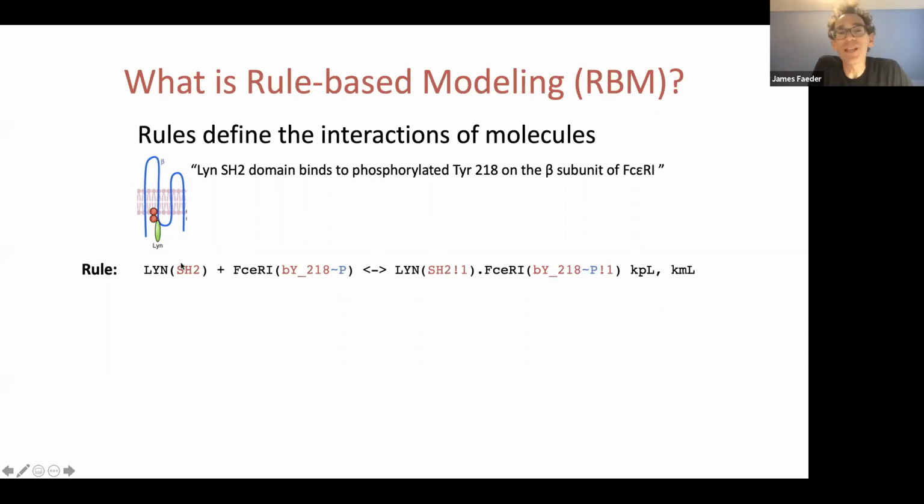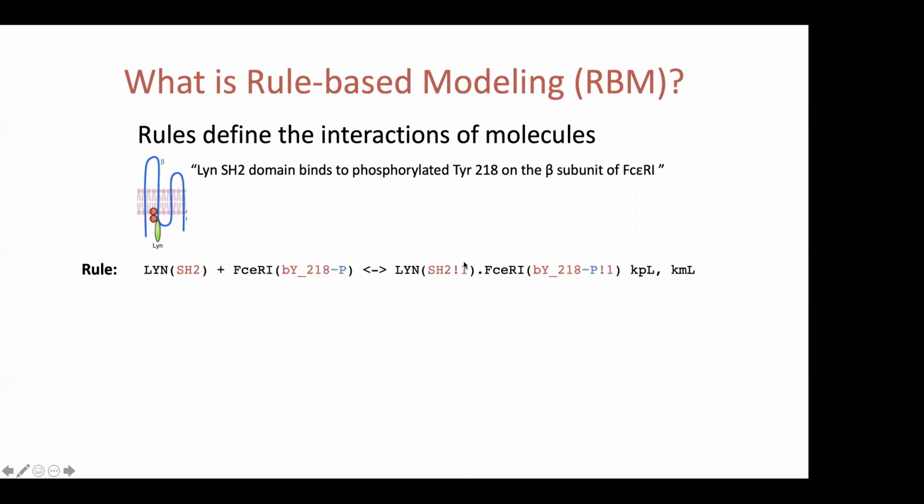So this is the same notation that we used before, except now the species that are reacting, we're going to refer to as reactant patterns. The patterns contain structured molecules. So here the SH2 domain is a component that's present, and the beta tyrosine 218 is present, and it must be phosphorylated for this reaction to take place. And then when this reaction takes place, it creates a bond. And the bond is the thing that's referred to by the exclamation mark. The exclamation mark is followed by an index that indicates the starting point of the bond referencing that index. Question?